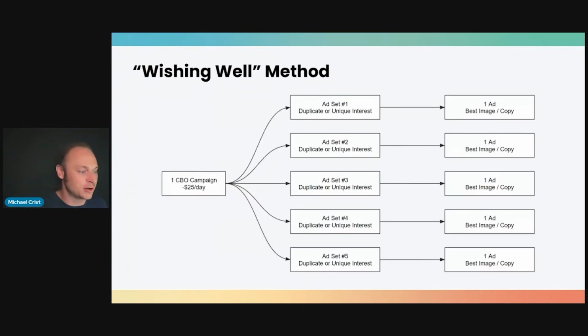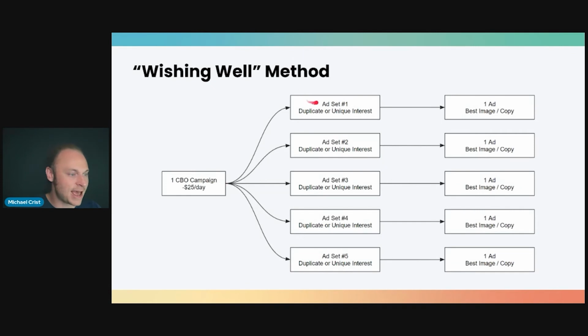Next, we have the wishing well method. So this is one CBO campaign with a $25 a day budget with 5 ad sets. Each of the ad sets can be a duplicate interest or a unique interest inside the campaign. And then hanging off of each ad set is your best image or ad copy. Now, keep in mind, we're testing with very low budgets here. We're not going to be giving Facebook tons of money to test between different creatives and things like that. So we're going to go with what we think is our best image and our best ad copy. I'll talk about that in just a minute.